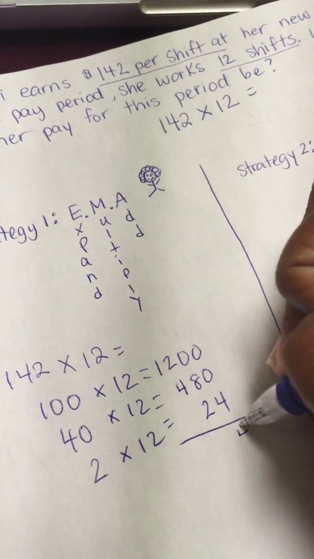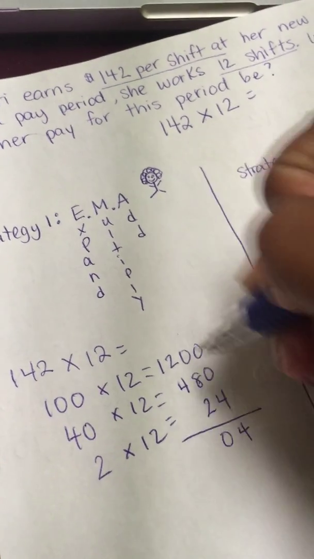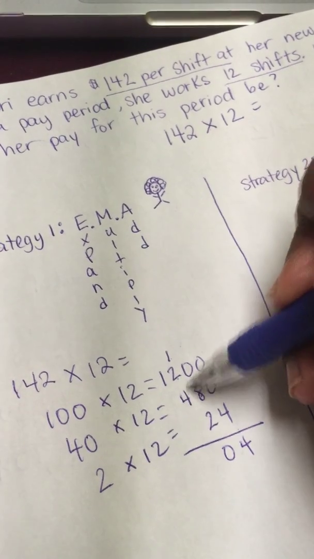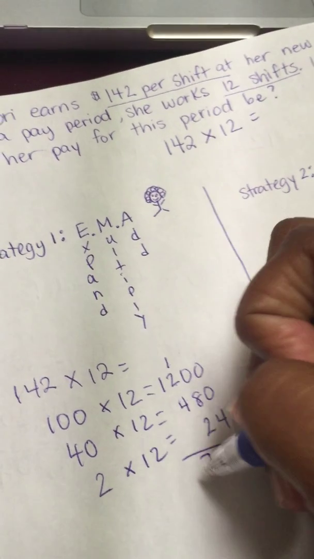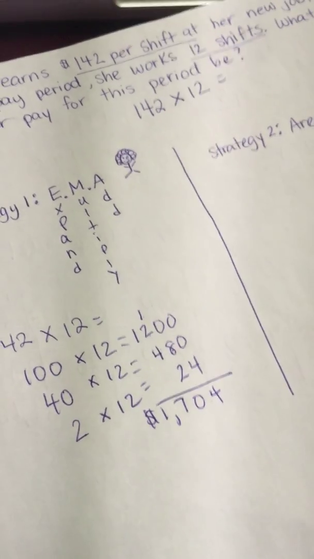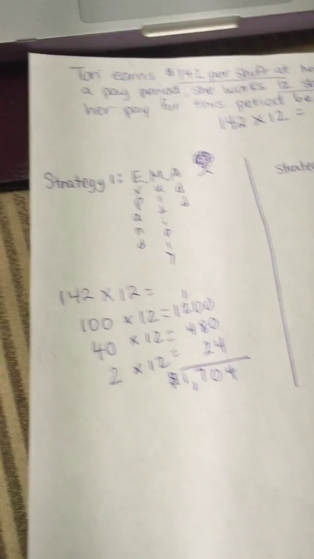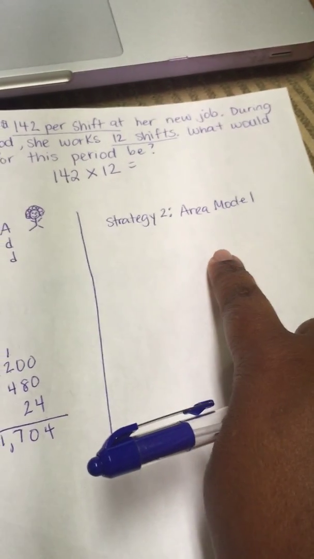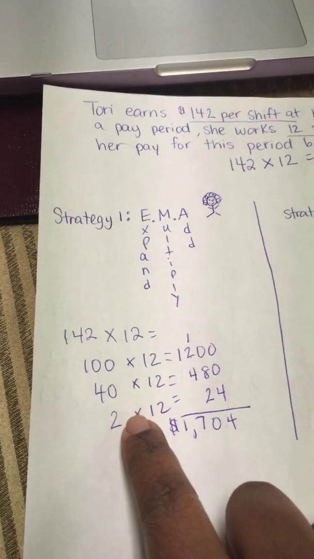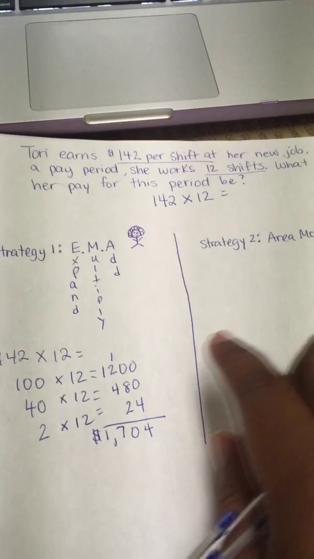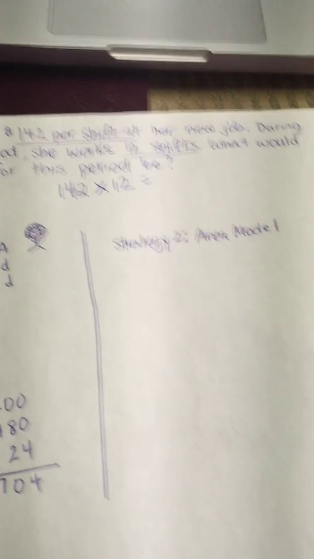So right here we have 4. 8 plus 2 is 10 and I carry my 1. 2 plus 1 is 3 plus 4 is 7 and then I bring down my 1. So right here we have 1,704. When I first started teaching this strategy and then I moved on to my second strategy, the area model, I found that my students were able to look at the area model and say, wow, okay, I see some similarities here.